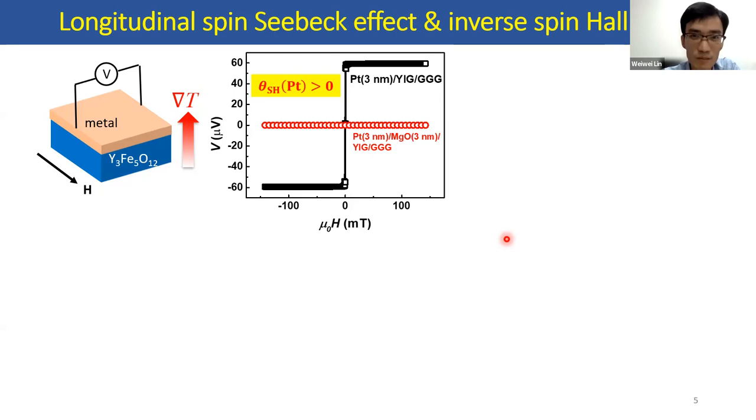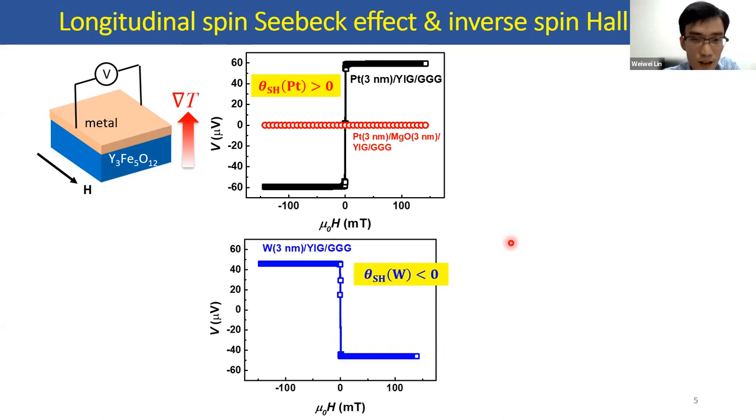We can also use tungsten. Tungsten has a negative spin Hall angle. So we can immediately detect the transverse voltage with the sign reversed, so it becomes negative, because the spin Hall angle of tungsten is negative. This demonstrates that this really measures the pure spin current phenomenon. This is called the longitudinal spin Seebeck effect. In this expression, the detected inverse spin Hall voltage is proportional to the pure spin current across the spin index. The coefficient is the spin Hall angle.